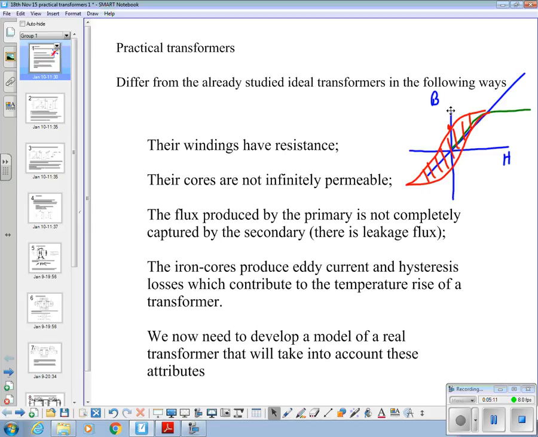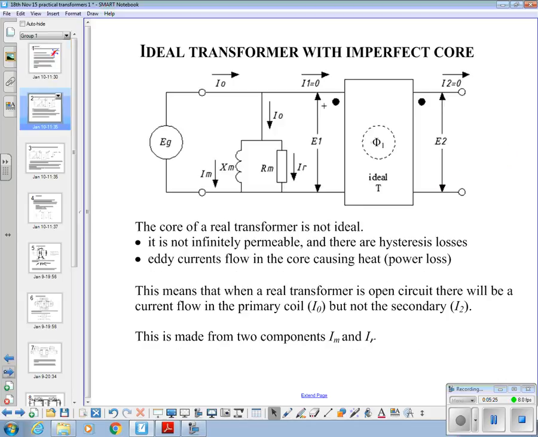So we want to develop a model of a real transformer that will take into account all or most of these attributes. And that way we can more accurately model what a real transformer is going to do. Ironically, once we develop this transformer model, we actually end up simplifying it again under certain conditions for a real transformer. But more about that later on this session, or probably at the start of our next session.